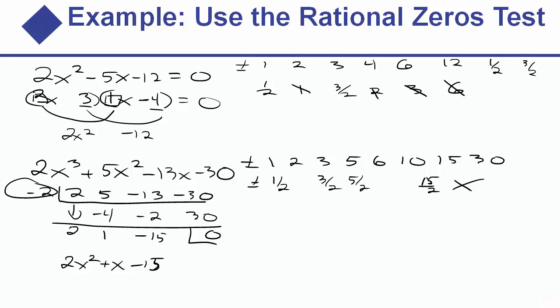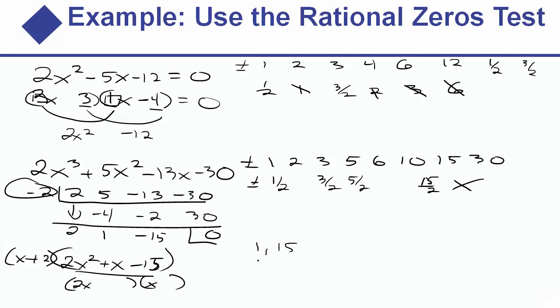This tells me, remember, it's x minus that, so that tells me my other factor is x plus 2. And now it's just a matter of factoring this, which is much easier to do this way than to try and do this kind of guess and check way here. And this factors very easily with 2x and x, because we know those two have to multiply by 2x. And then now factors of 15 are just 1 and 15 and 3 and 5. And since the middle number has to be a 1, 3 and 5 are the only ones going to work.